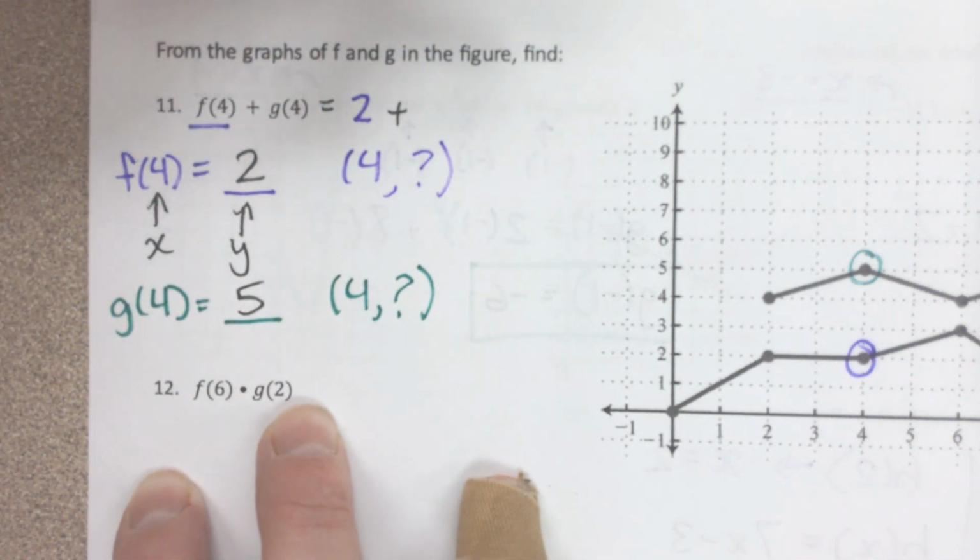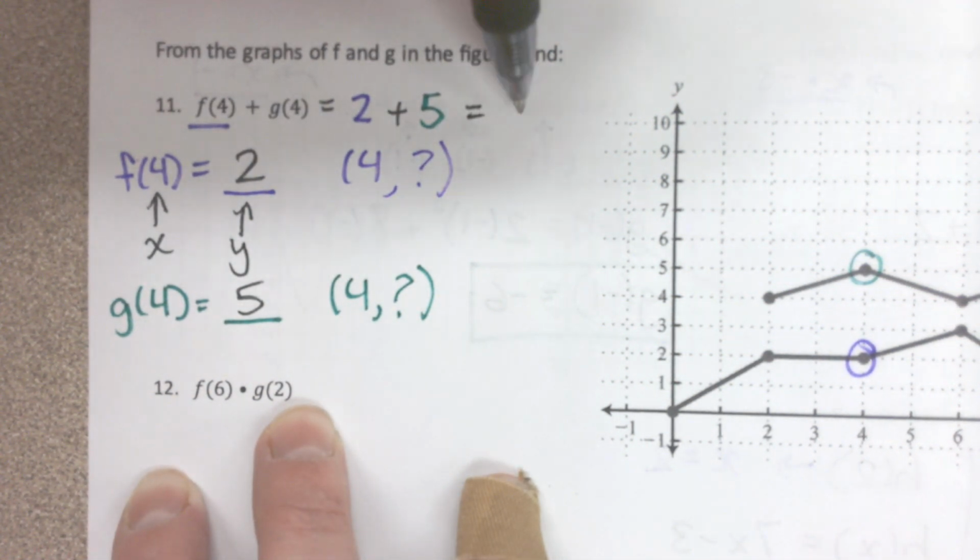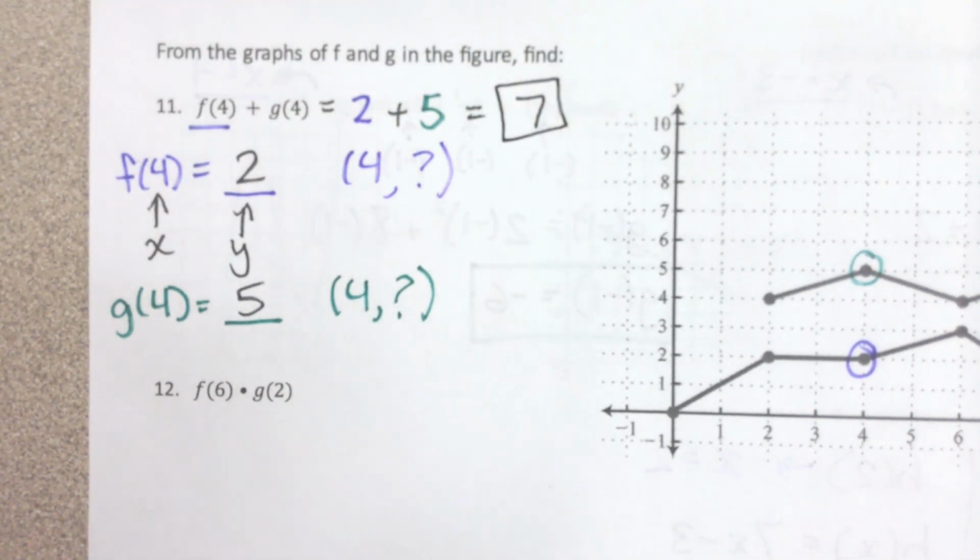So the question is, what is 2 plus 5? And that gives us 7. 7 is the overall answer. What a lot of students do is just add the numbers in the parentheses. So here that'd be 4 plus 4, and they would give me 8. That is very incorrect. Don't do that.